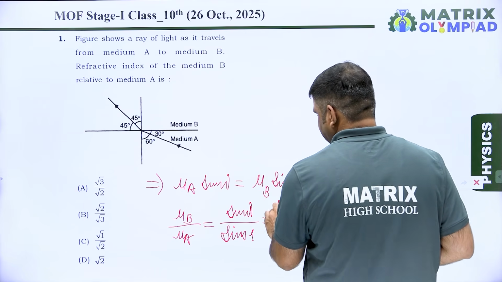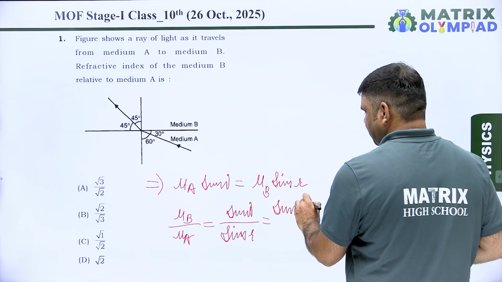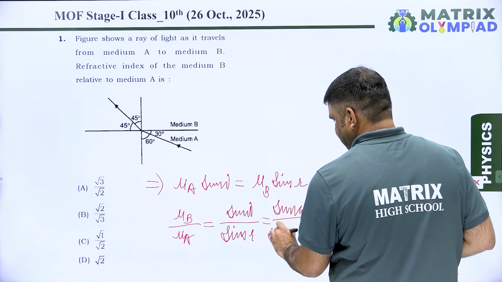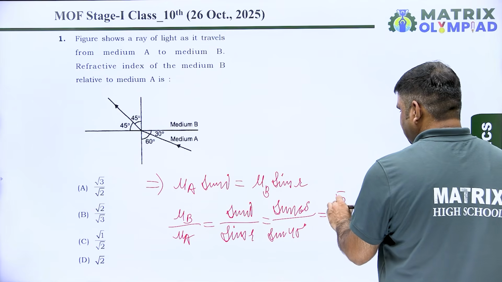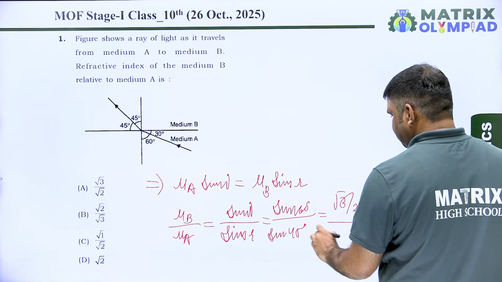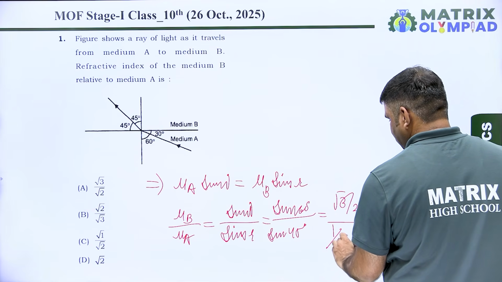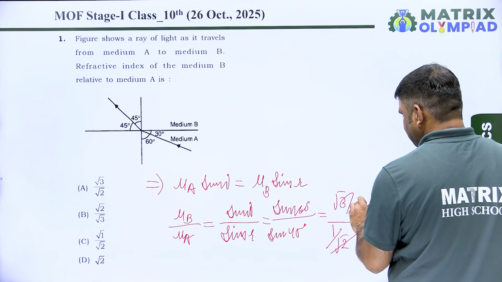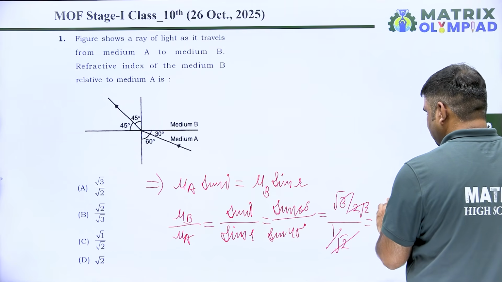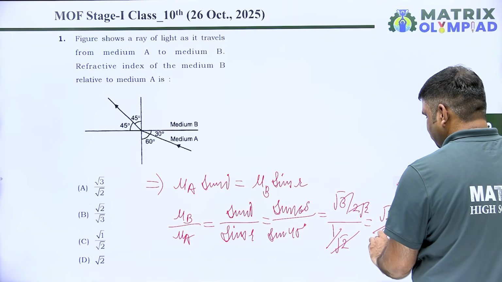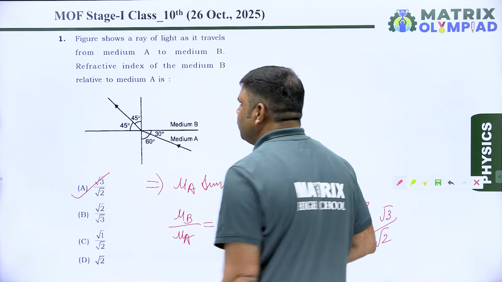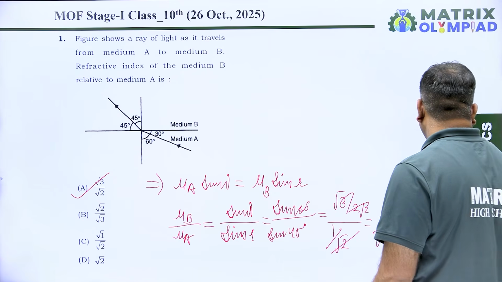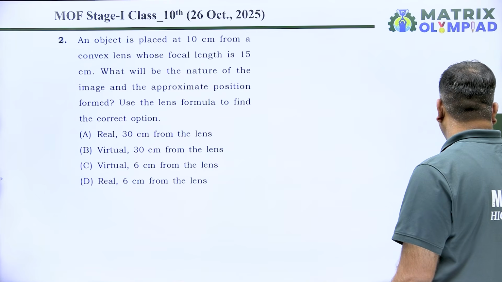Sin I is sin 60 degree and sin R is sin 45 degree. So sin 60 degree is root 3 by 2, sin 45 degree is 1 by root 2. This is cancelled by root 2 times, so root 3 by root 2. So our correct option is option A, root 3 by root 2. Move to the next question, that is question number 2.